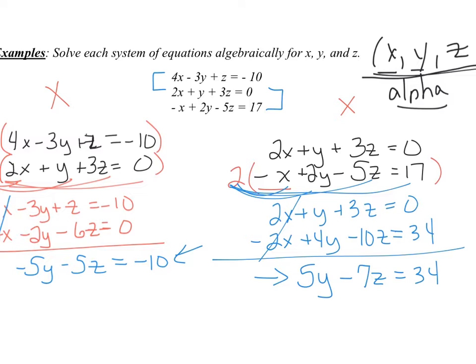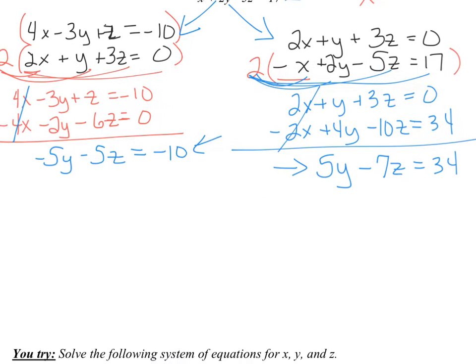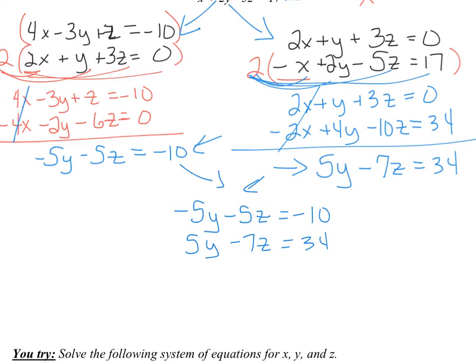So what I'm going to do is just now, I just took these, separated them out. Now I'm going to bring them back together. So the process isn't really all that hard. It just takes up a lot of room. So now I'm going to bring them back together and use elimination. So negative 5y minus 5z equals negative 10, and positive 5y minus 7z equals 34. So I'm bringing those together.